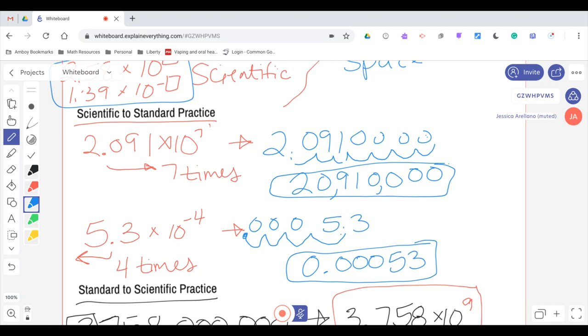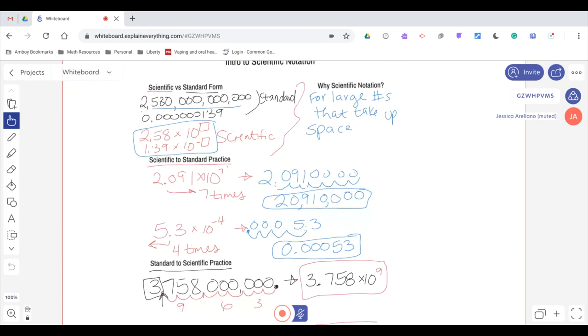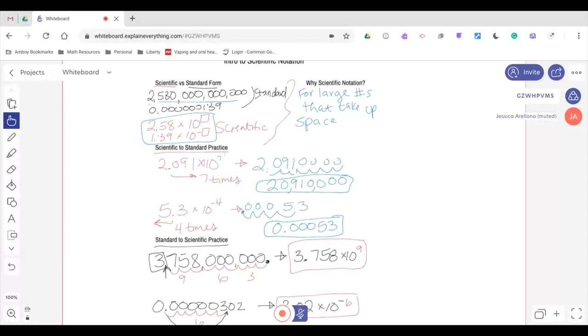Okay. So most of this, again, is just moving decimal places around. We're not going to get really any fancier than that. Okay. So that is scientific notation.